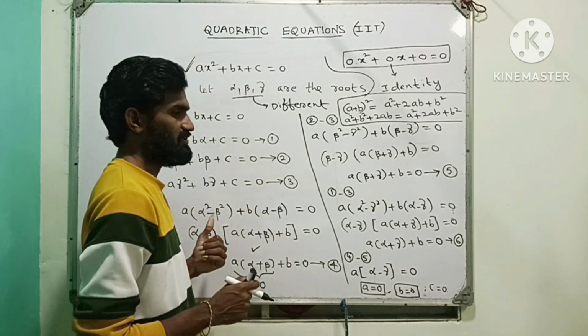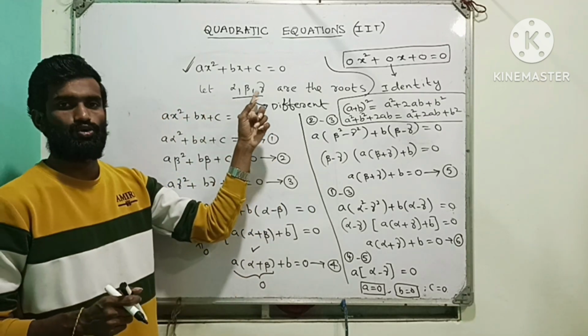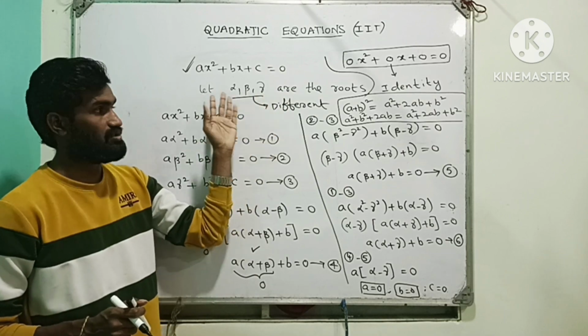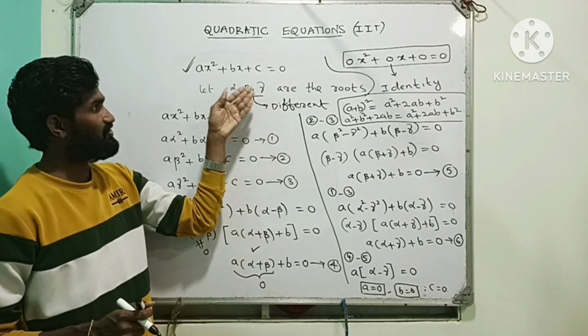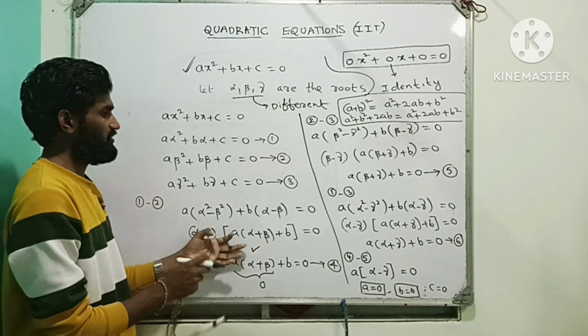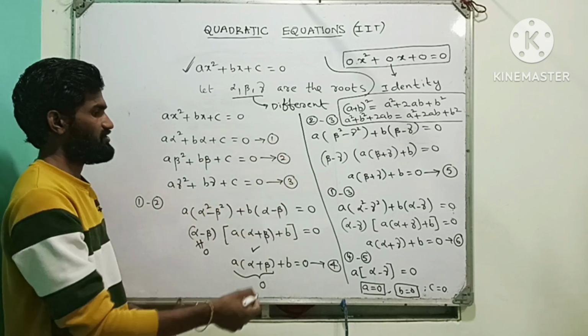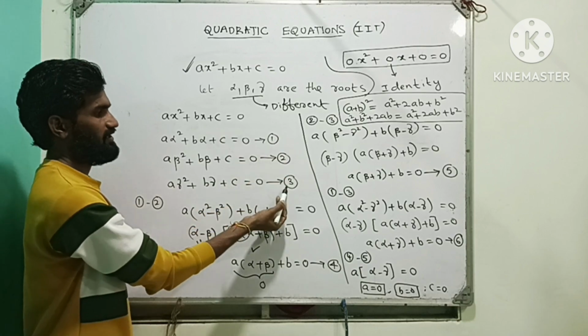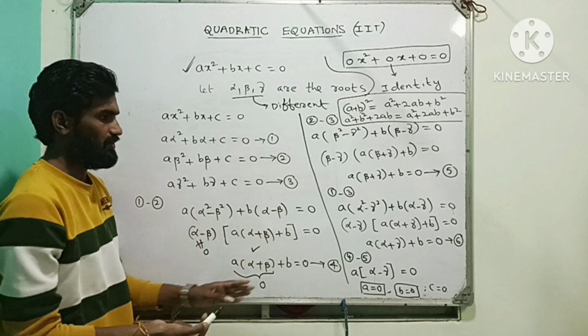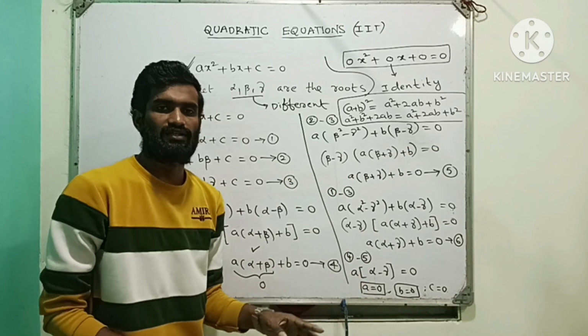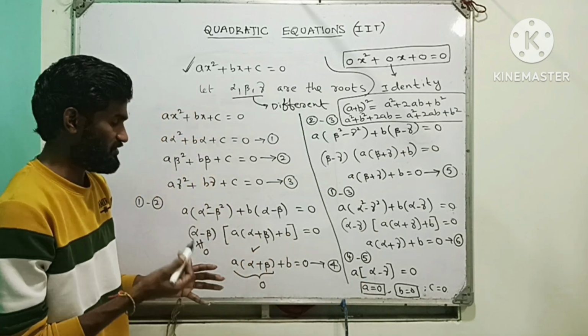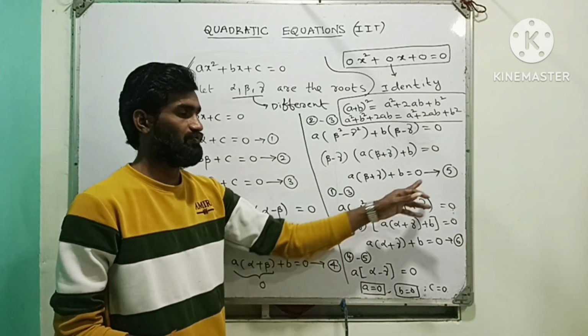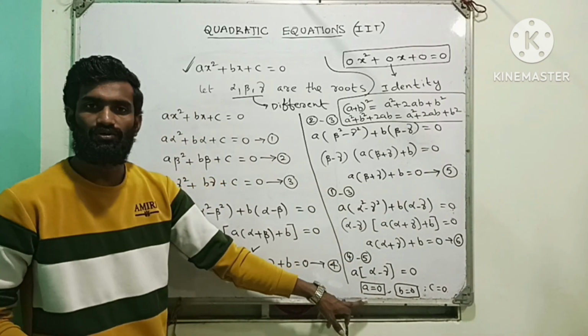So what we did here, we have substituted the roots of the equation in the given equation. So I got these 3 equations. After that, we did 1 minus 2, 2 minus 3 and 1 minus 3. So I got 3 more equations. After that I subtracted 4 from 5, and from that I got a equal to 0.